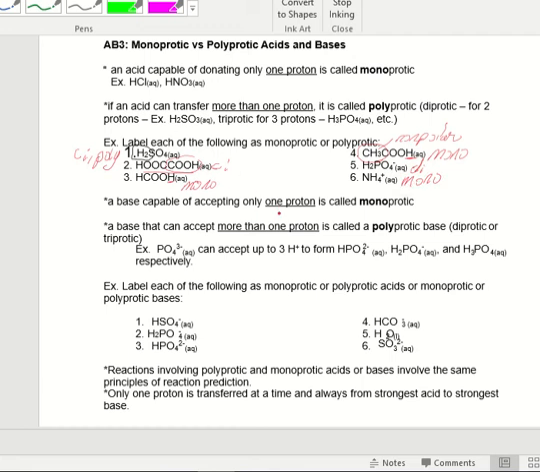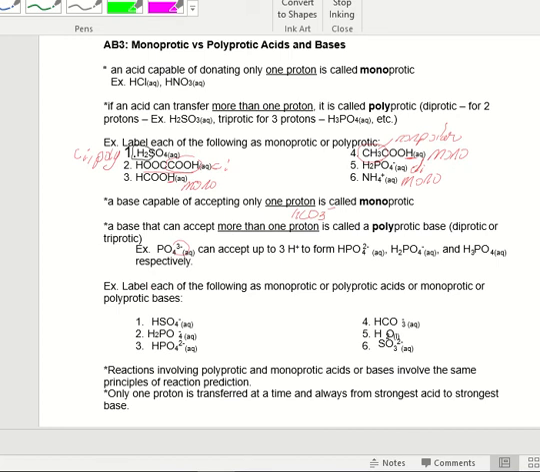So bases can be polyprotic or monoprotic depending on how many H's they can accept. Monoprotic bases like HCO3 1 minus can only accept 1 H. Confirm that on page 8 and 9 of your data booklet. Polyprotic bases like 2 minus anions can accept 2 H's, or 3 minus anions can accept 3 H's. Those would definitely be polyprotic.